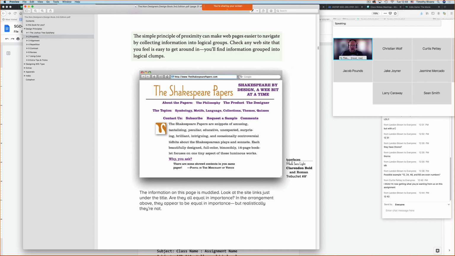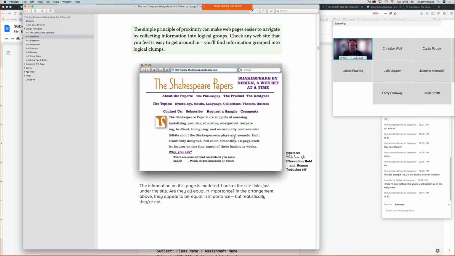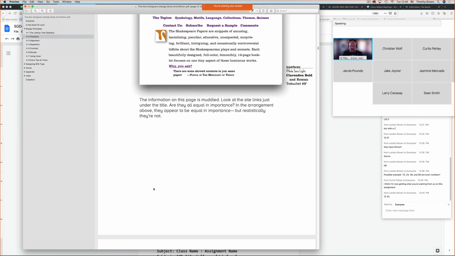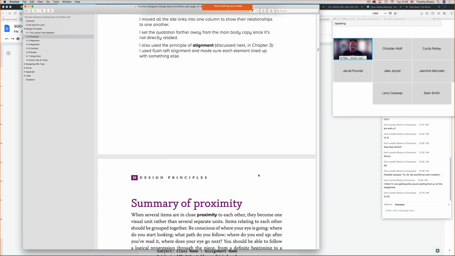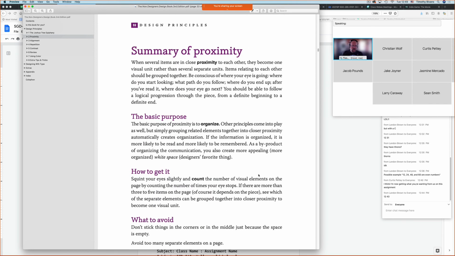Here is a website, and this is a hot mess as well. I don't know what all this is up here, but it's muddled, as he says. And he fixes it here, organizing things using proximity. All right, and that's the whole of proximity, which is good because we're almost out of time.